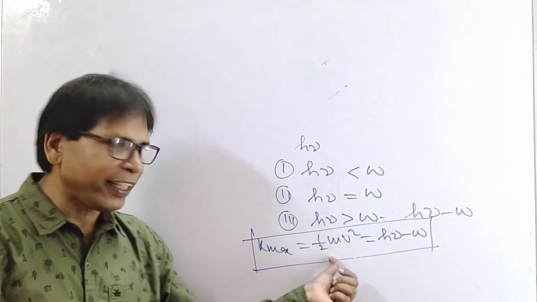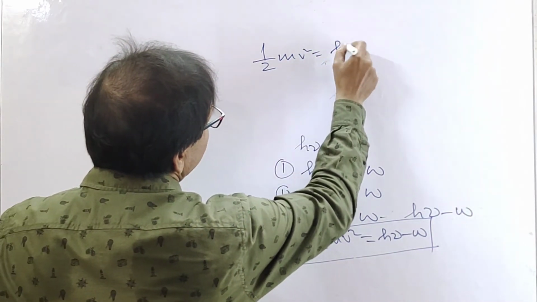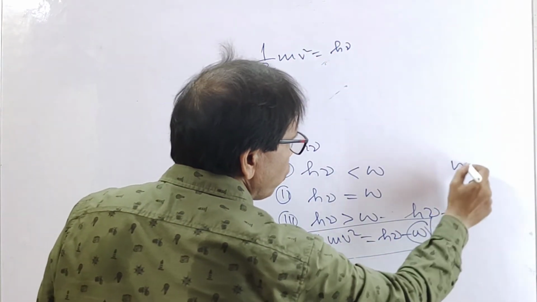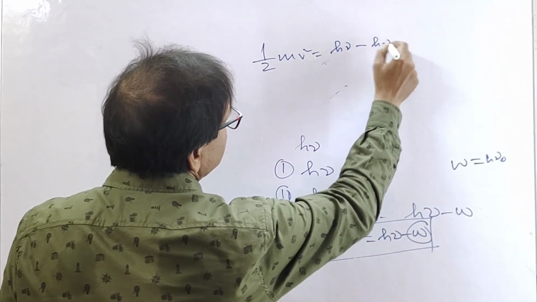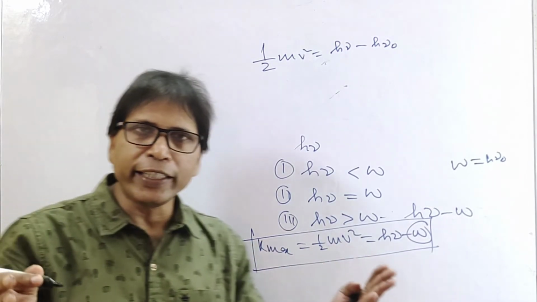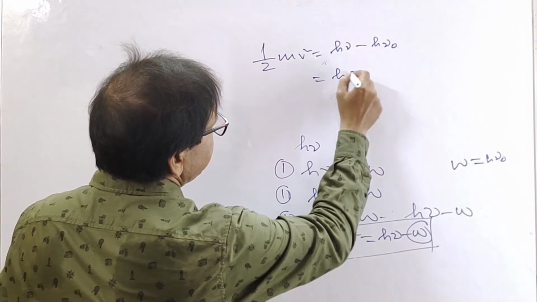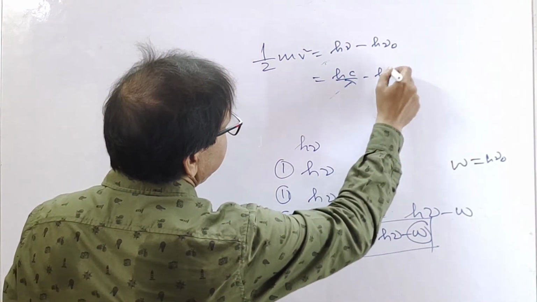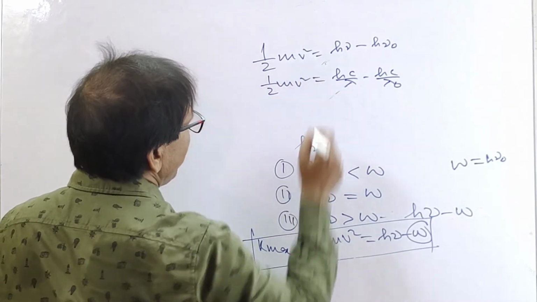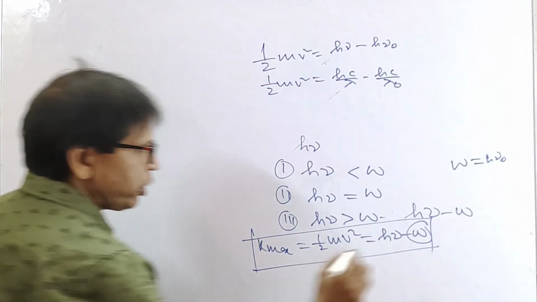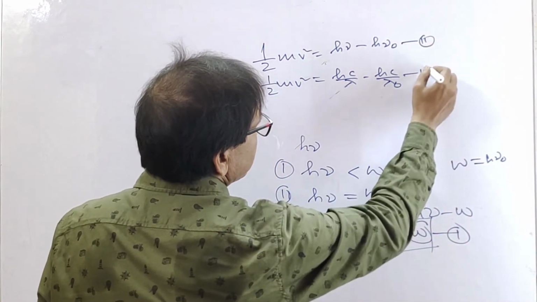Now this relation can be written as half mv square equals h nu minus W, and W is h nu naught. So this is h nu minus h nu naught. Again, nu is equal to c by lambda, so this can also be written as hc by lambda minus hc by lambda naught. This is another equation of Einstein. Okay, this is equation number 1, this is equation number 2, and this is equation number 3.